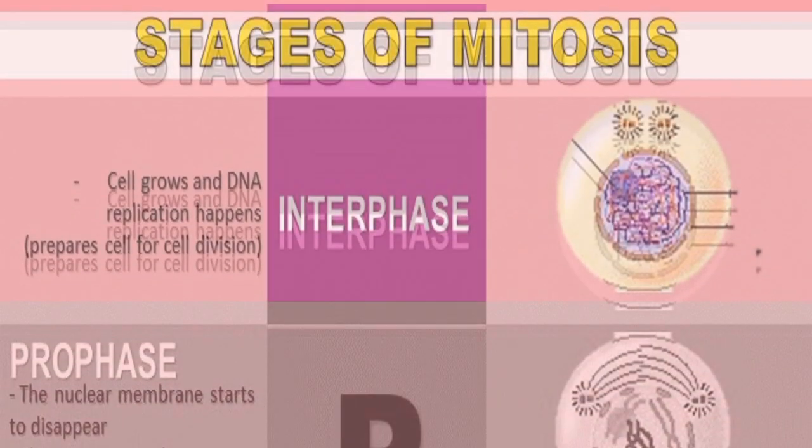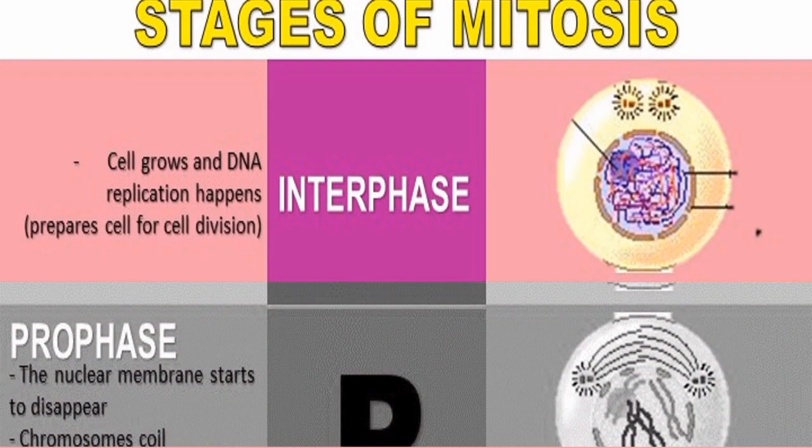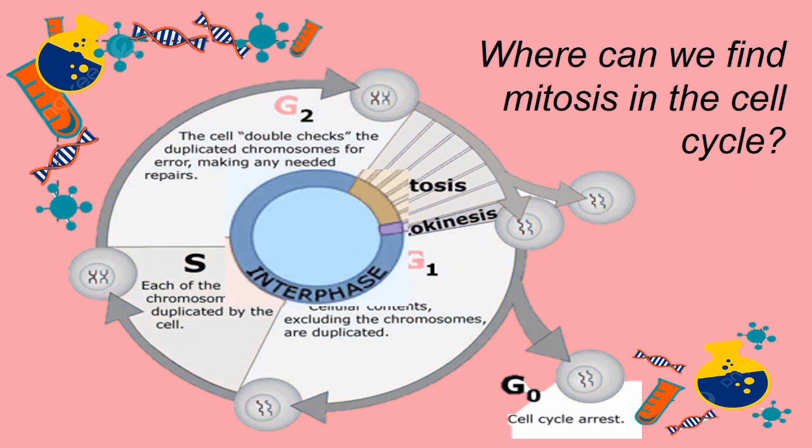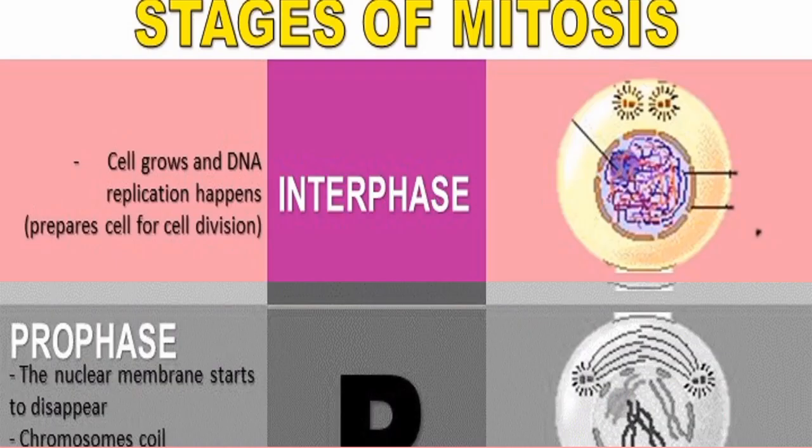Before we proceed to prophase, we have interphase. During interphase, cell growth and DNA replication happen. Kung babalikan natin ang cell cycle, this is the interphase. So in interphase, it simply prepares the cell for cell division.